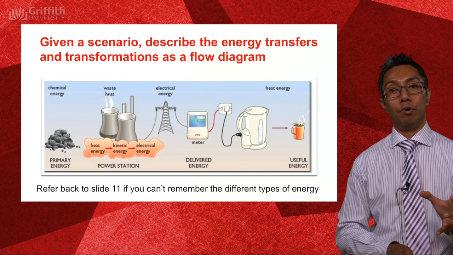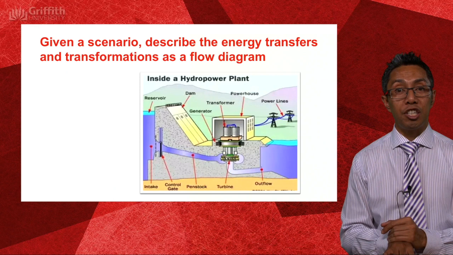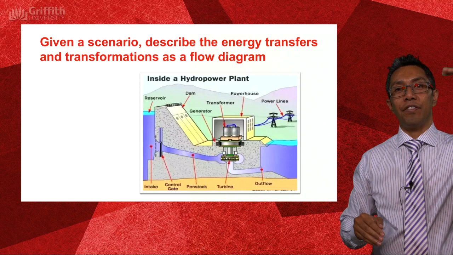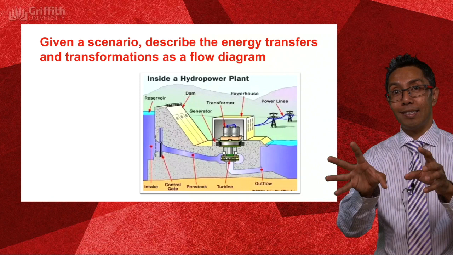So to give you some practice at drawing energy chains, what I'd like you to do is to draw the energy chain for this scenario. So start with the water. Don't go all the way back to the water in the clouds. Start with the water in the dam, and then as it flows through the control gate. Okay, so what kind of processes, what kind of energy transfers and transformations occur in the system to get it to the power lines? So there's another example.